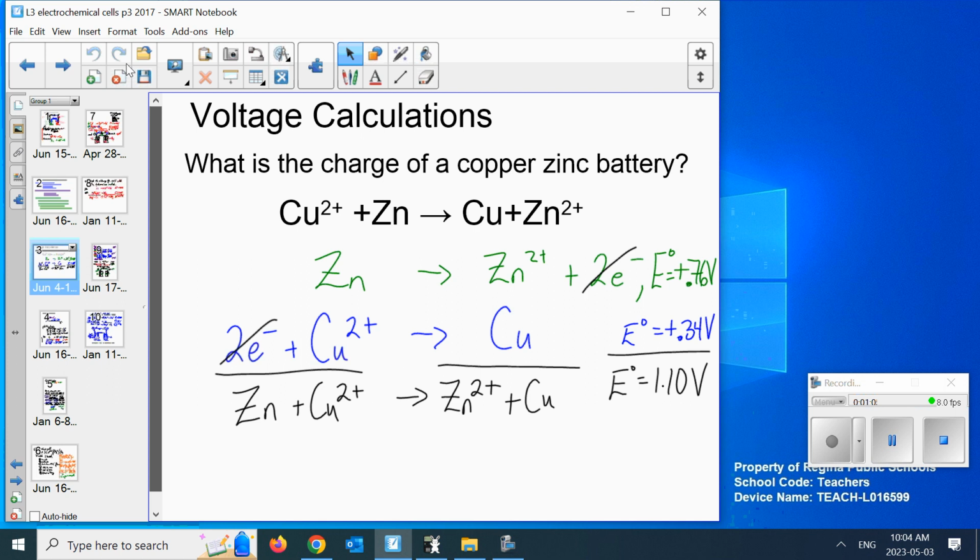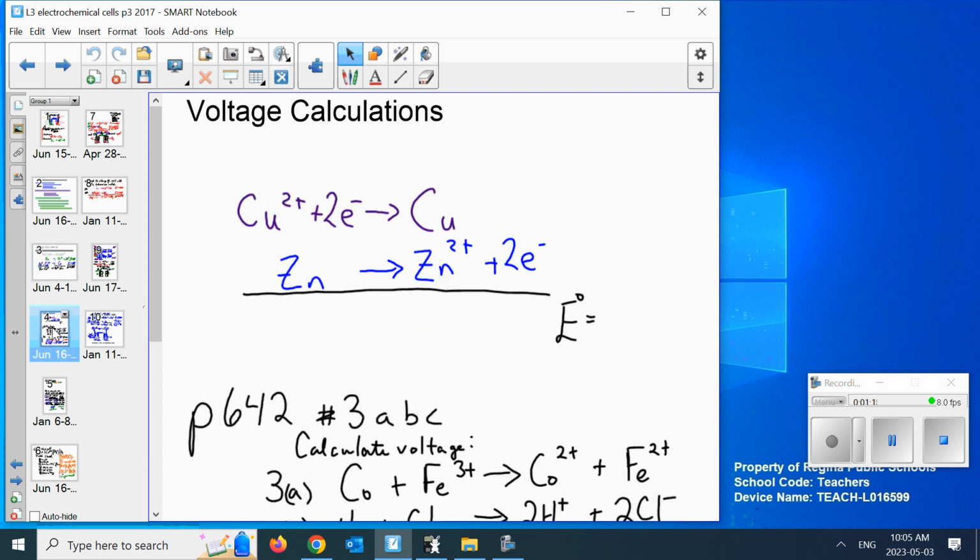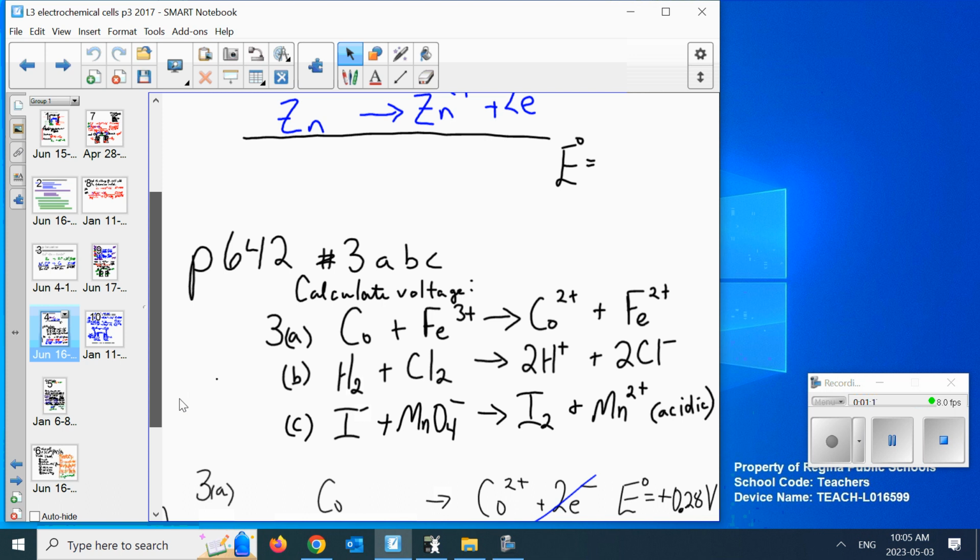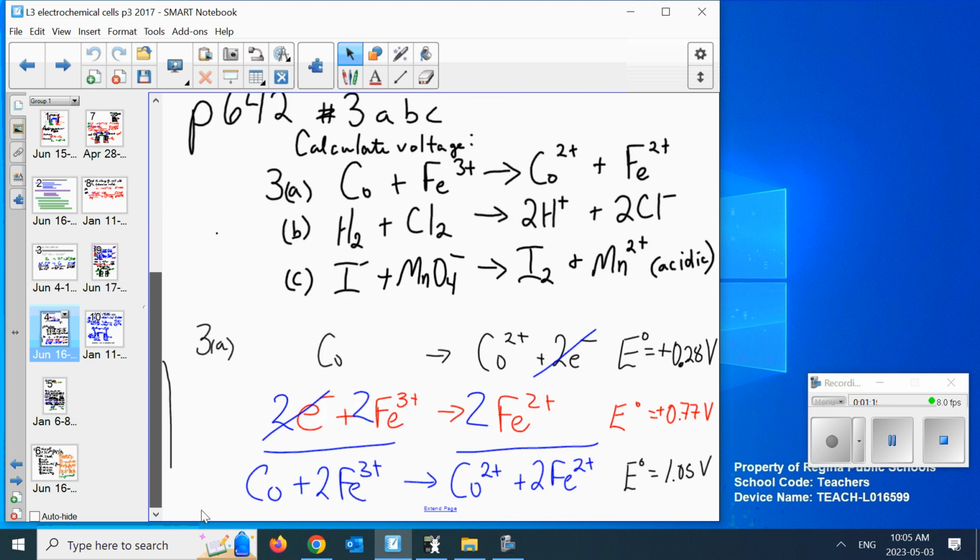And I mentioned then that when you try these and you multiply an equation by 2 or 3 or whatever to balance electrons, you do not multiply the voltage. The only thing you can do with the voltage is flip signs. Now, we took this one up as a group yesterday, didn't we?